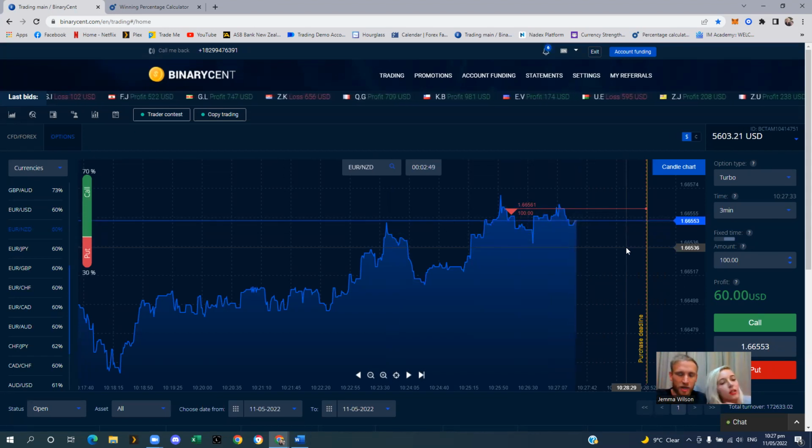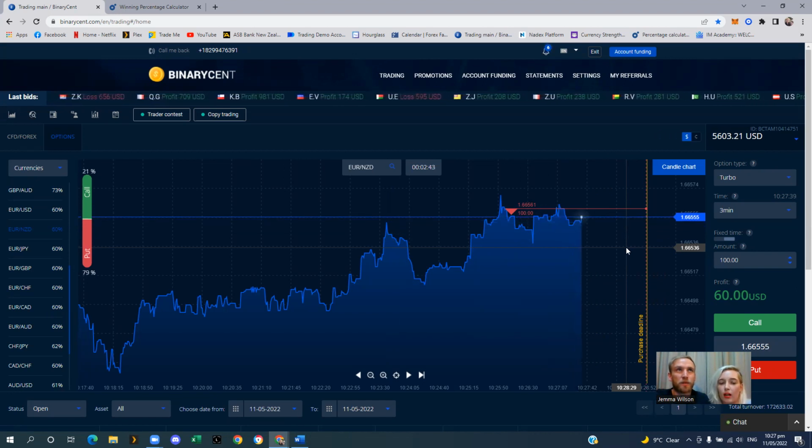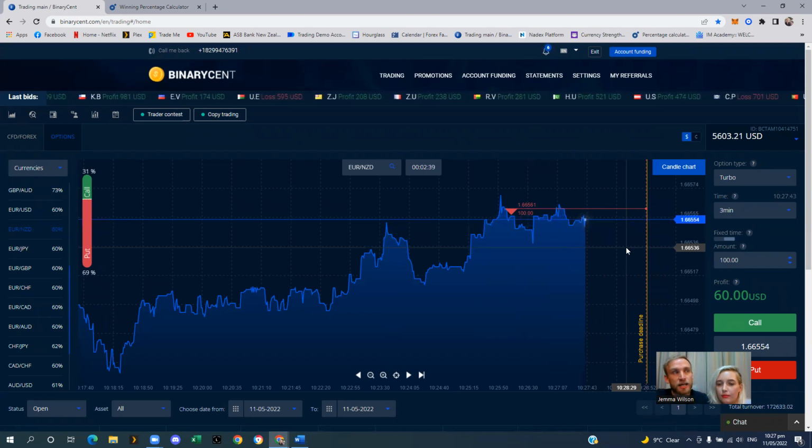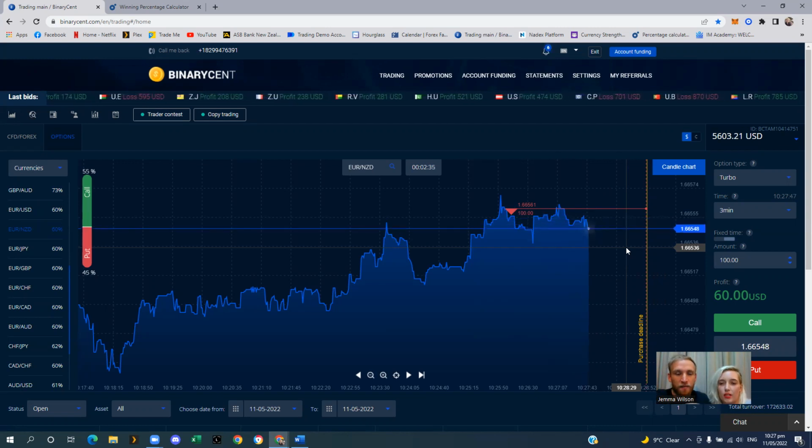So you guys can't trade this one. If it says OTC, it means don't trade it. The broker's price will not match the current real-life market price, so it's not going to match the scanners. So don't trade it if it's on OTC.